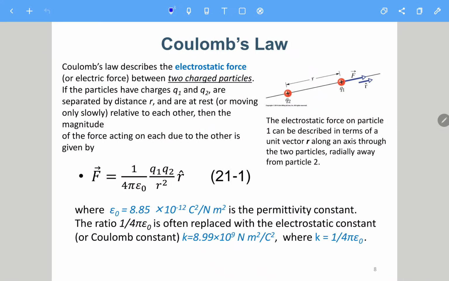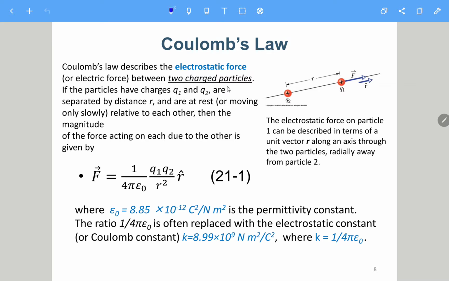Okay, so this is the main part of this chapter, which is Coulomb's law, although I believe you should have learned it in high school. But we still need to go through it. So Coulomb's law describes the electrostatic force, or the electric force, between two charged particles.